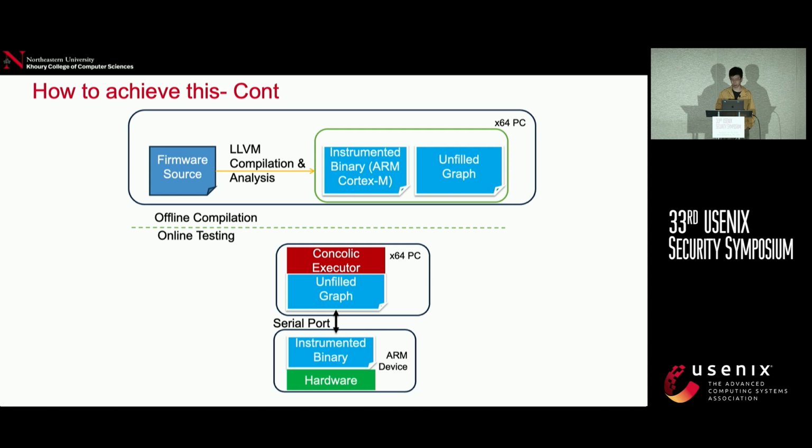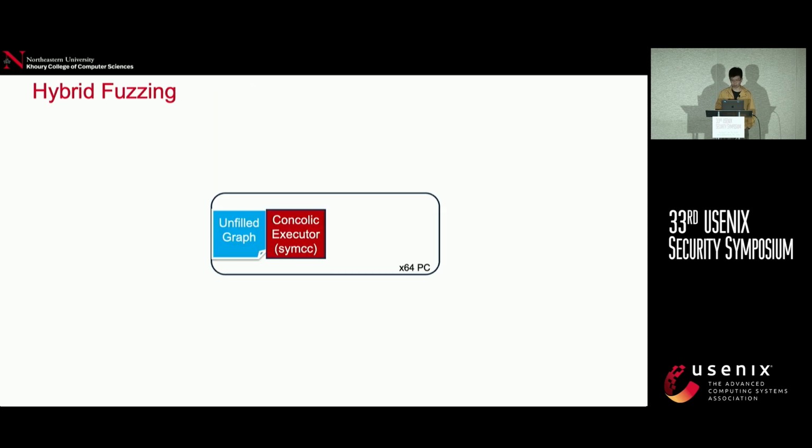We can actually do something a little bit cooler, which is hybrid fuzzing. So let's say we have a Concolic executor.